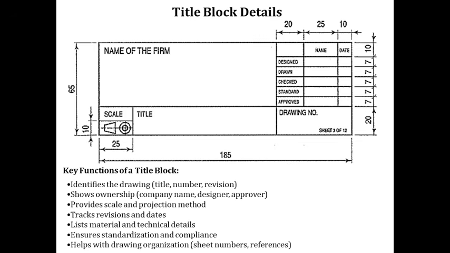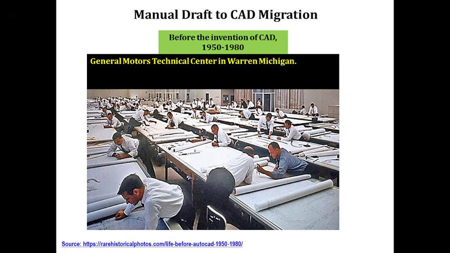Next slide. Manual drafting before CAD. Before the development of computer-aided design software, engineers prepared drawings manually using drawing boards and drafting instruments. Creating a complex engineering drawing required many hours or even days of work. Making changes was also difficult because the drawing often had to be redrawn completely. Although manual drafting developed the fundamentals of engineering graphics, it was time-consuming.